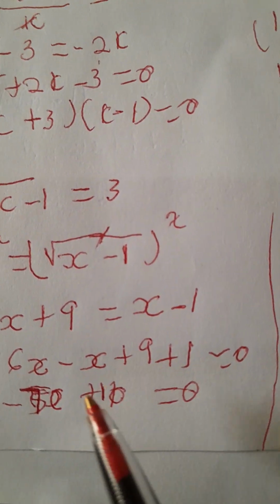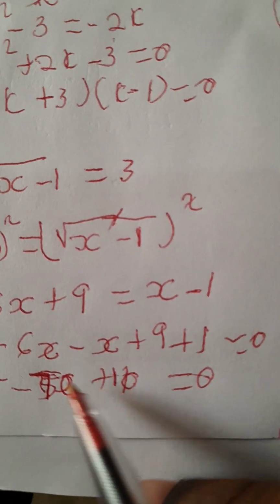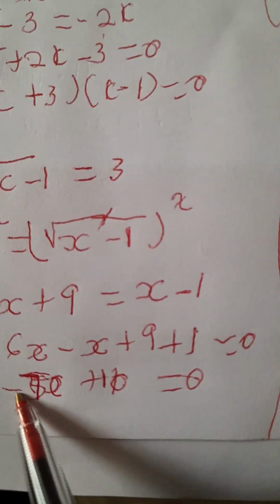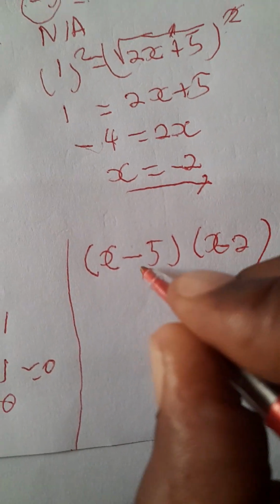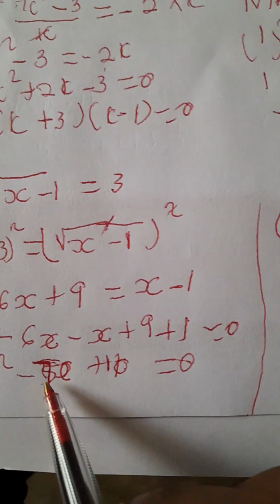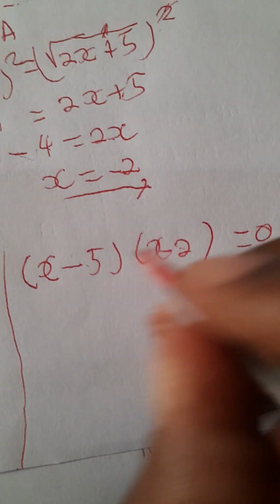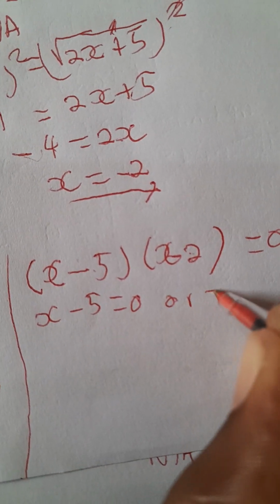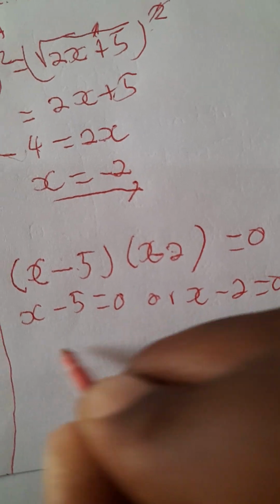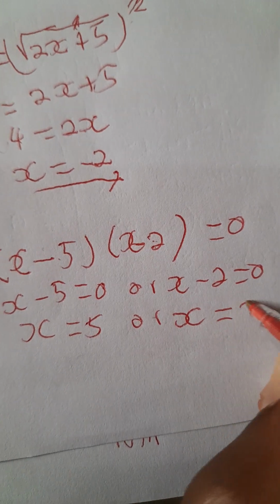What is interesting, guys, here, remember, since it's positive 10, the signs will be the same. So we'll have same signs here. They will take the middle number sign, which is negative here. So we are going to have minus and a minus, which is true. Negative 5 minus 2, that will be negative 7. And negative 5 times negative 2, that will be positive 10. Then equating everything to 0, this will be x minus 5 equated to 0, or x minus 2 equated to 0. Then that makes x equals 5, or that makes x equals 2.